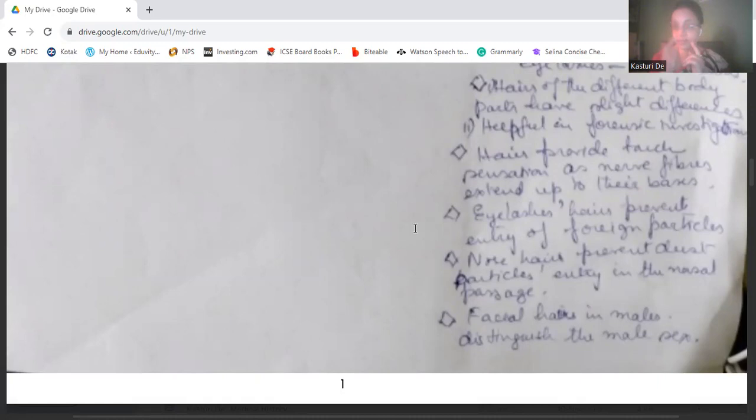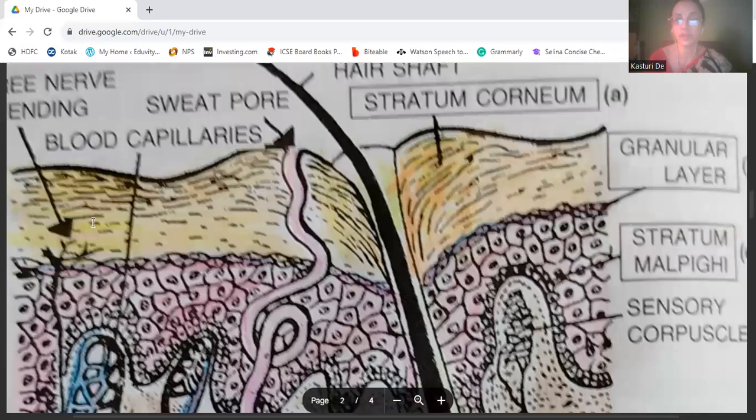Then the nose hairs, the hairs present in our nose, prevent dust particles from entering the nasal passage. Then facial hairs, present especially in males, differentiate a male from a female. Facial hairs means beards and mustache, which help the differentiation of the male sex from the female sex.